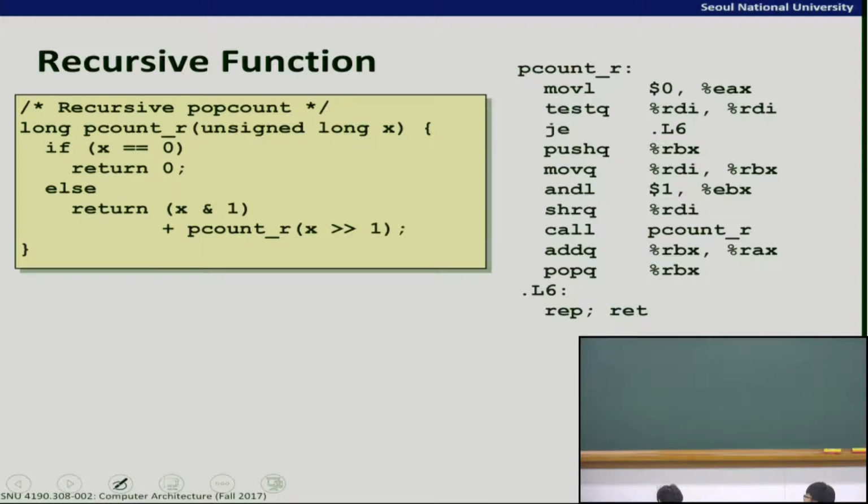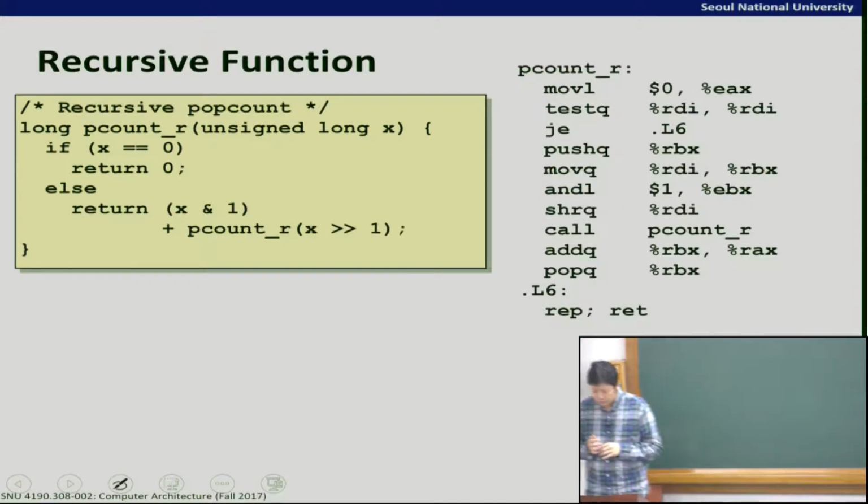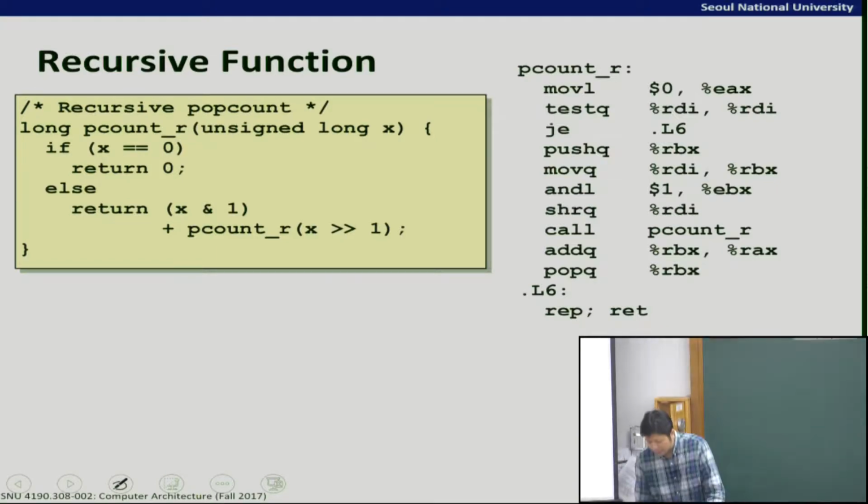So this is recursive pop count. It takes an unsigned long integer x as input, and if x is 0, it simply returns 0, because the number of ones is just 0. Otherwise, you process it recursively, calculating the number of ones of the version of x shifted by 1 bit.